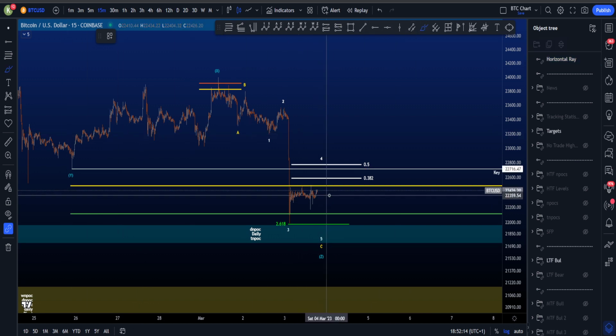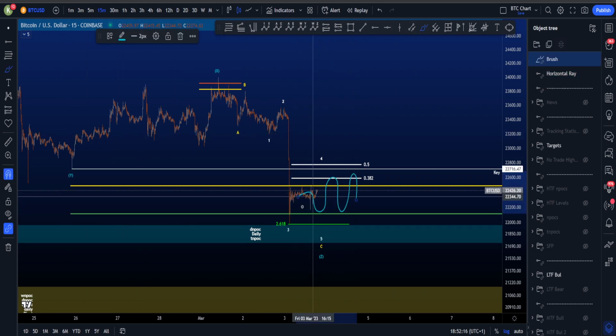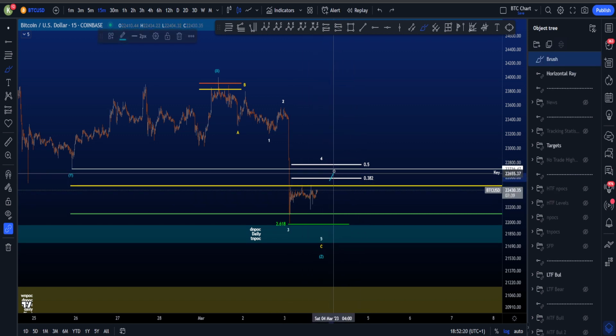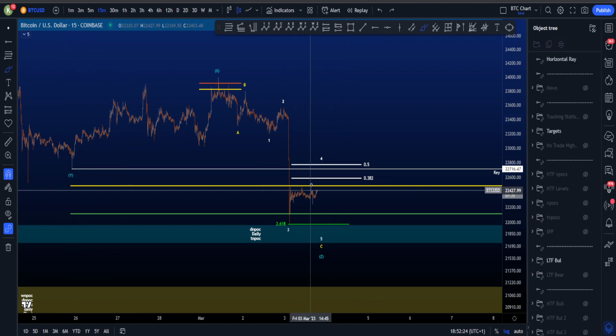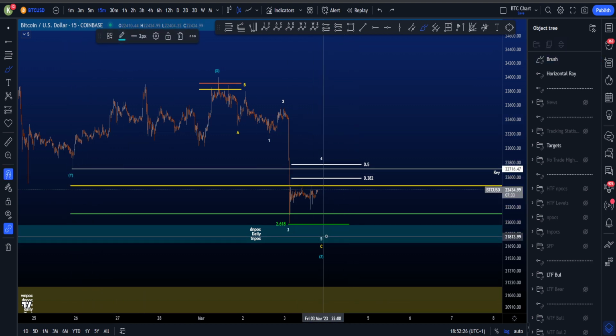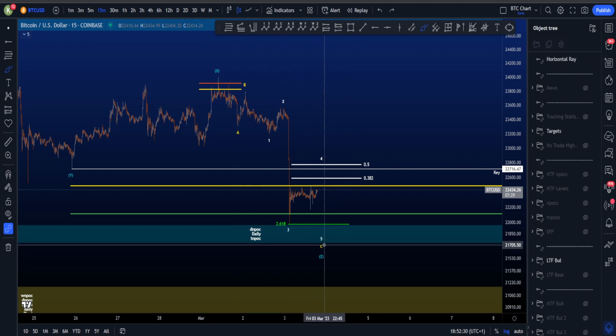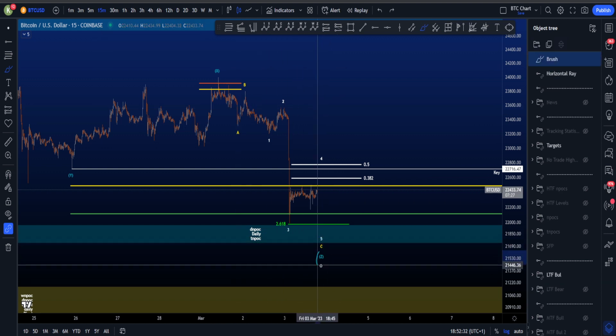So it would be nice to eventually, you know, wave 4 can be complex, can be rangy even throughout the weekend. But it would actually be nice to maybe move up and hit this key area, backtest this wick over here before then maybe going down for a wave 5 in this scenario. And that could then in this scenario be the end of C and the end of Z.